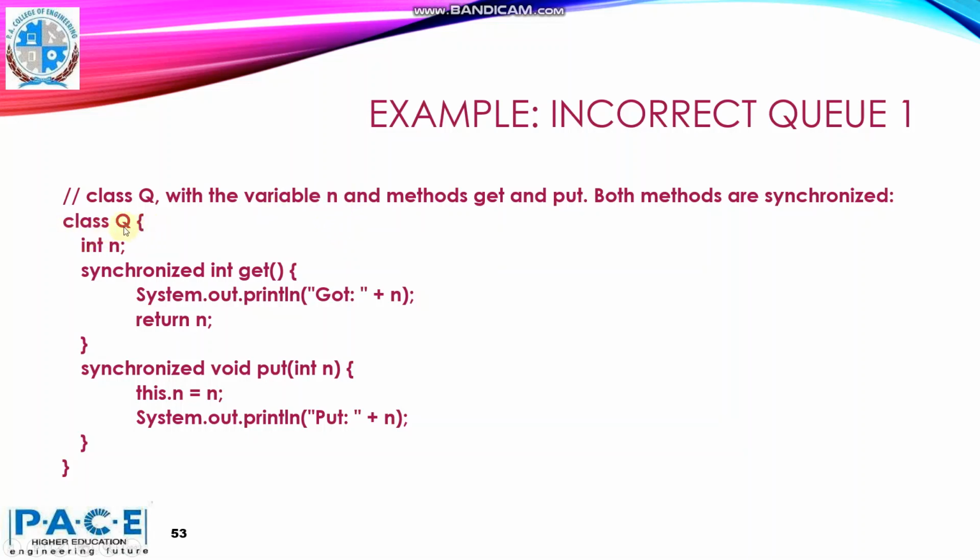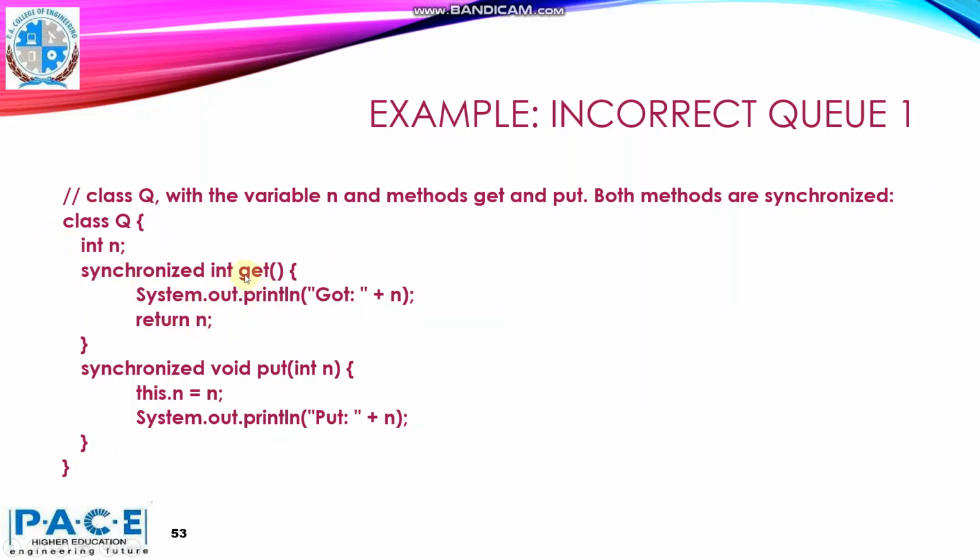So we are defining the class Q. We are defining the variable n where the producer will produce the data and from where the consumer will consume the data. Okay. So for the consumer to get the data, we are defining a synchronized method get, in which the consumer prints that it got n, the value of n. And this method returns the value that the consumer got.